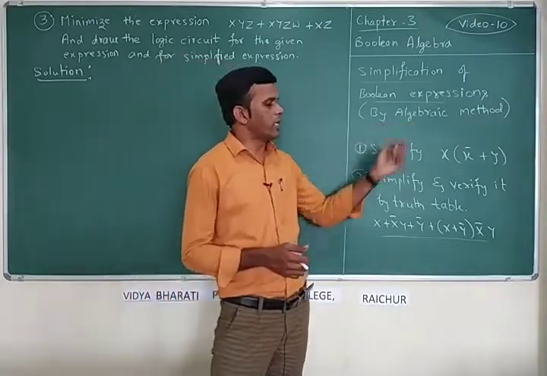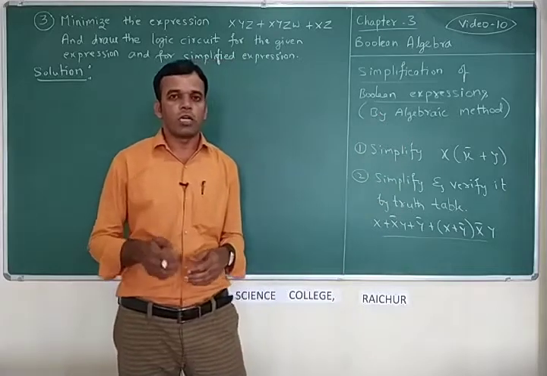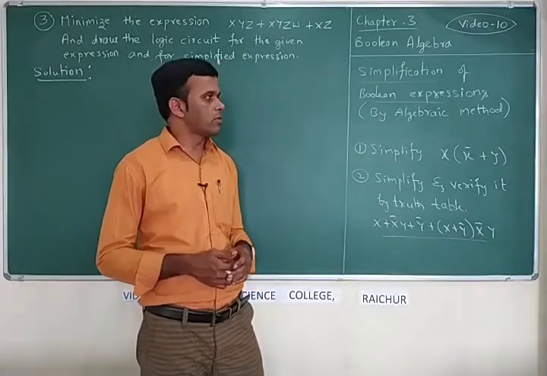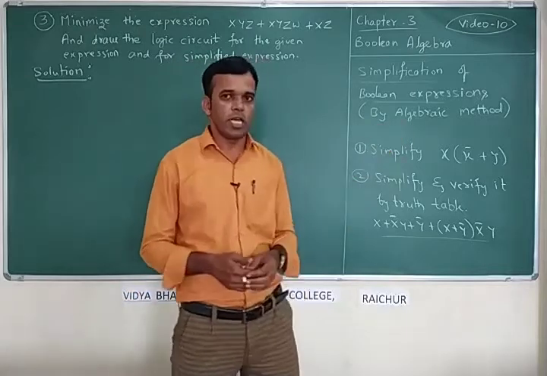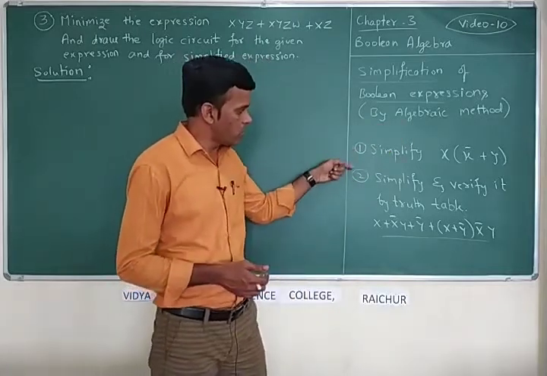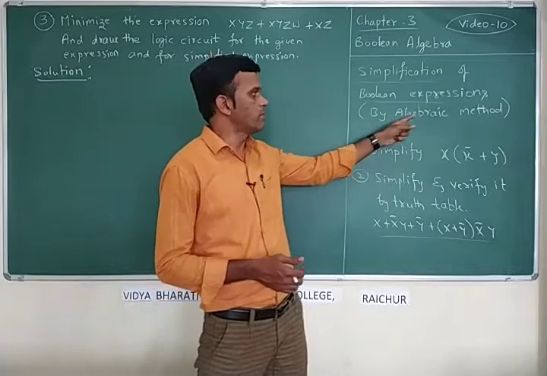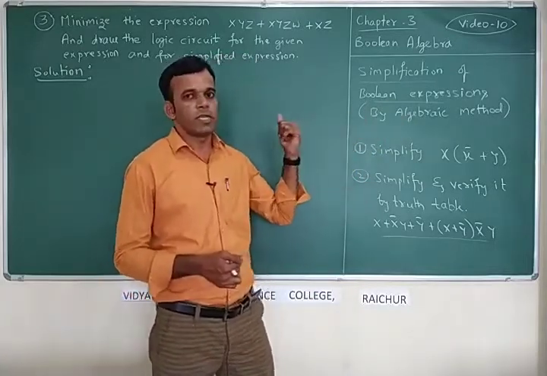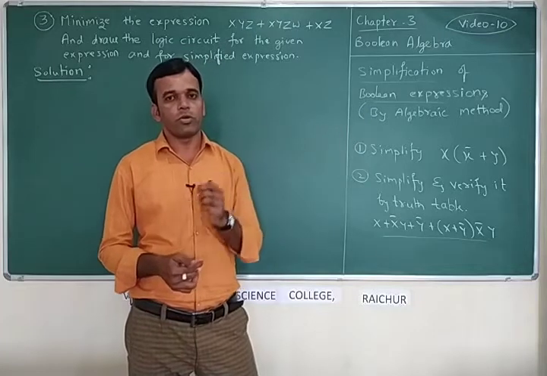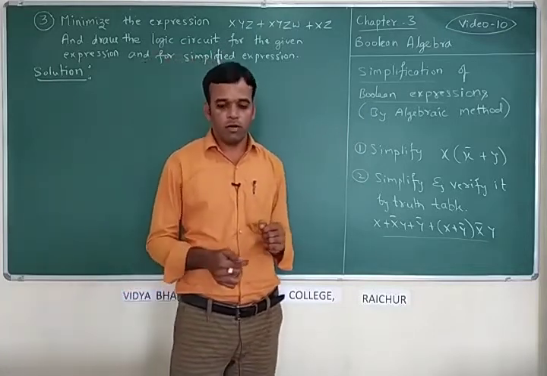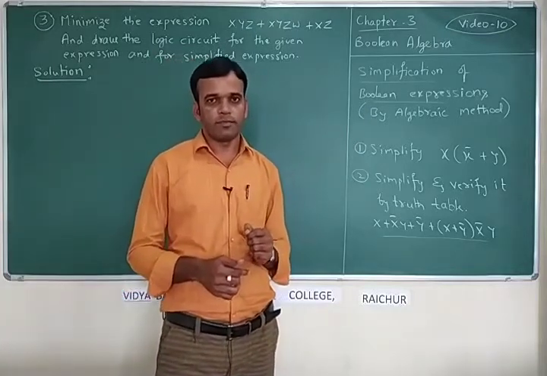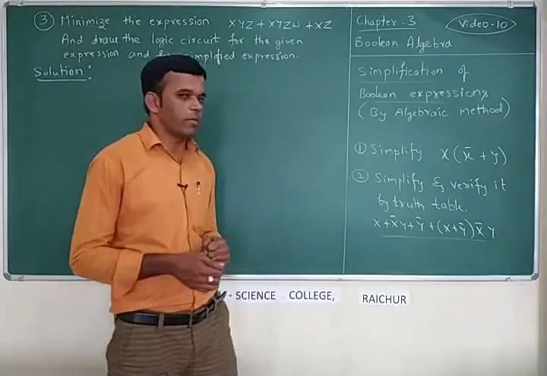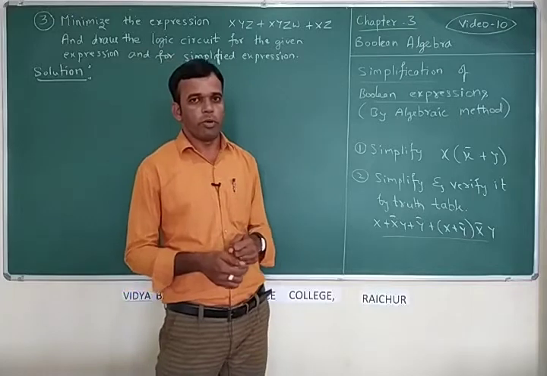One is the algebraic method, the other one is the Karnaugh map method. So we started problems on this algebraic method in the last class. In the last class we solved these two problems using the algebraic method. So what is the algebraic method? Here we have to use the theorems of Boolean algebra. So we will continue to use the algebraic method to solve a few more problems.